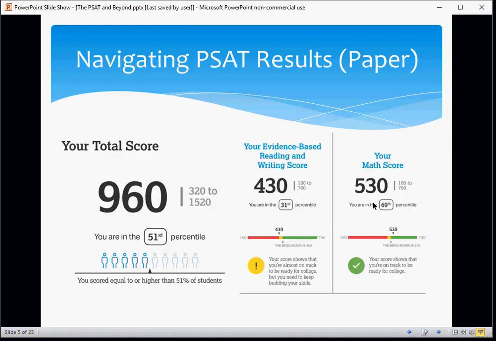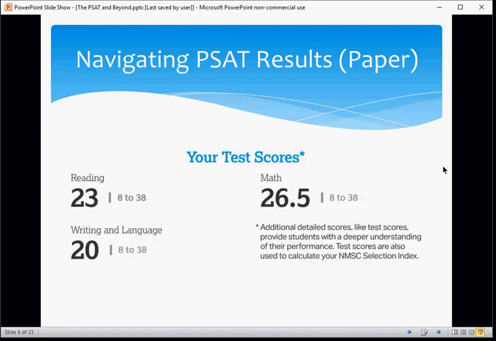The math score of 530, you get on the same scale. In this case it was a 26.5, again out of 38. To get the scaled score, you double this number, which gives you 53. And you multiply that number by 10 to get your scaled score, which is 530.